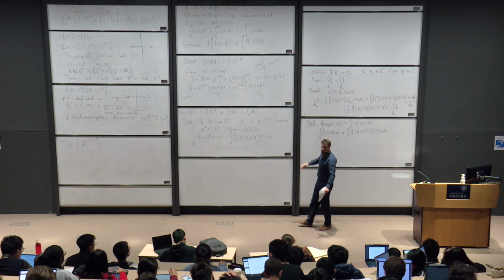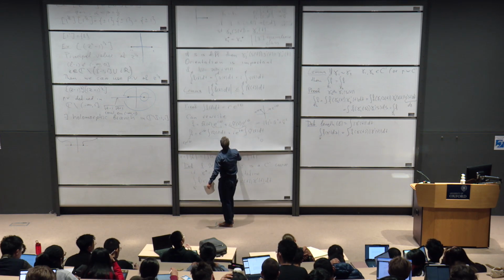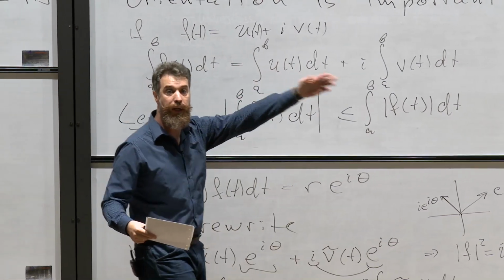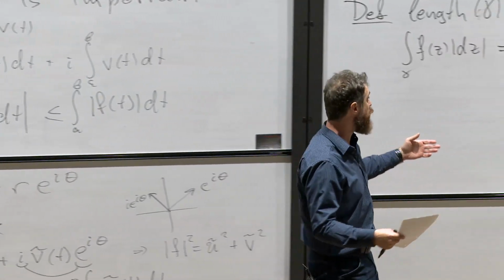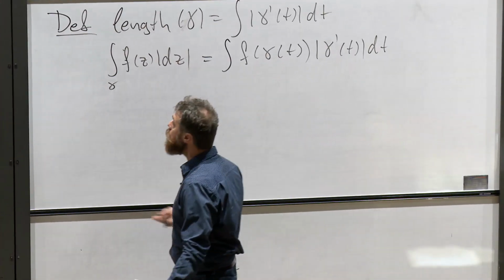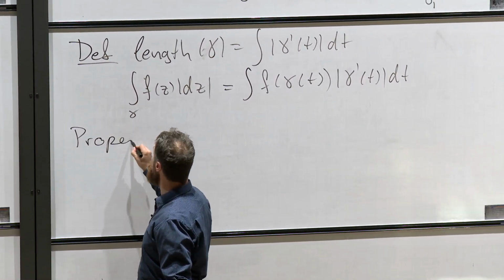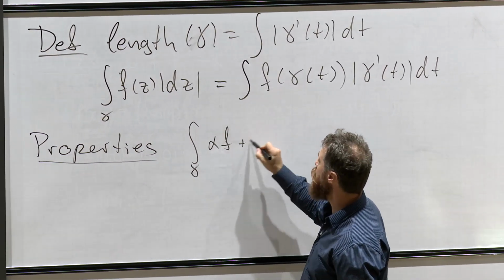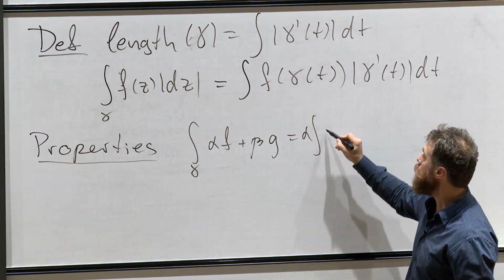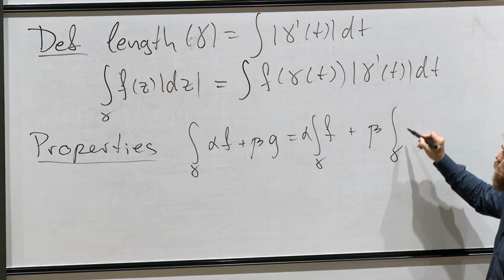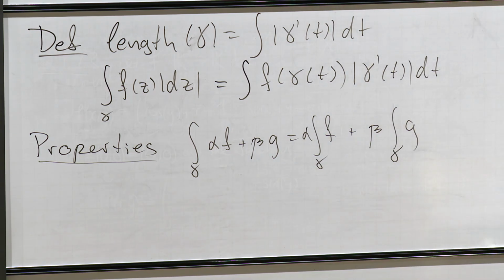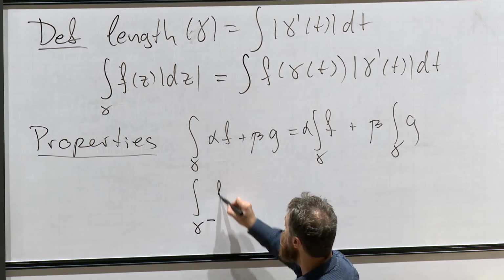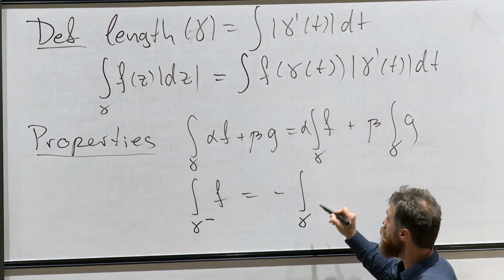Now, since all of this is defined in terms of these real integrals, we immediately inherit a lot of nice properties of integrals. So we have linearity, so for example, the integral of alpha f plus beta g is alpha times the integral of f plus beta times the integral of g. So the integral is linear with respect to the function.